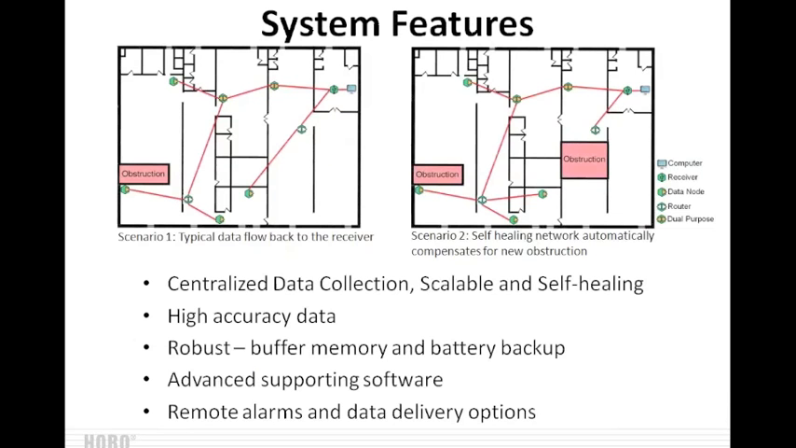So that's how the centralized data collection works to be a scalable and self-healing network. I hope you've seen that you can collect high accuracy data through a wide range of measurements, and that our system is going to help you make sure you get your data by providing buffer memory and battery backup. These are all important things to consider when looking at wireless data logging solutions.